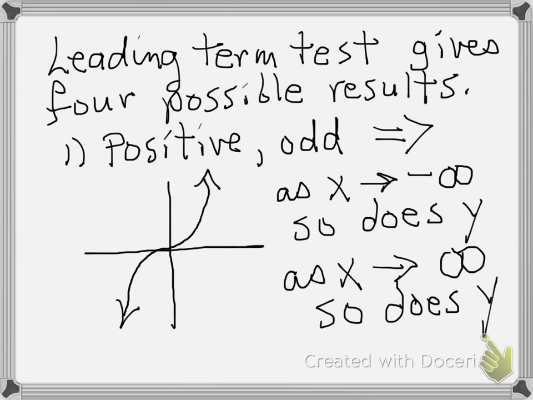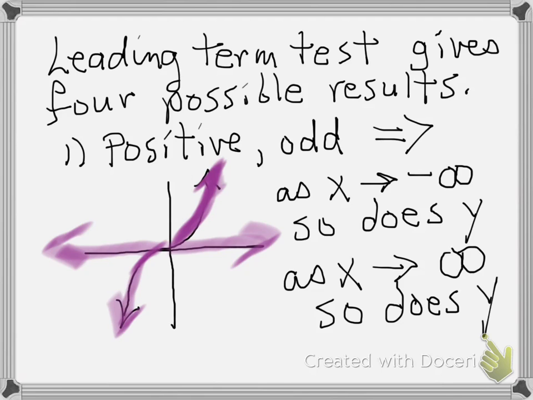So I've drawn a picture there. Okay, we're looking as x approaches infinity, so as we go this way, this is positive x, then y also goes positive right here. As x approaches negative infinity, going that way, so does y. So that's our normal x cubed parent family. We know that one.